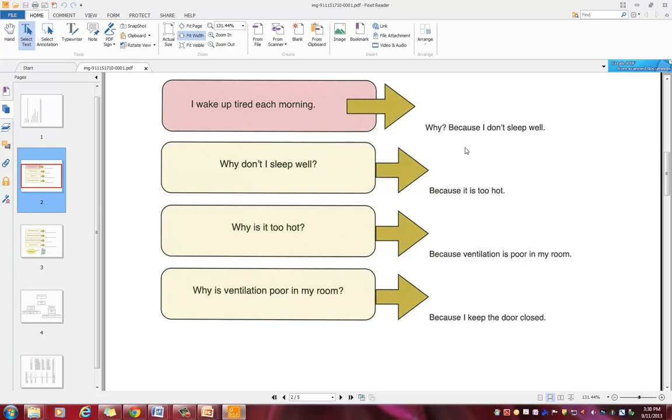So do you see how they're making it obvious to the reader where they're asking those questions and what the answer was? They asked the question, what's the answer? I asked the question, what's the answer? But notice how each one of these is specifically tied to the previous one. So they didn't sleep well, they didn't sleep well. It's hot, it's hot. The ventilation's poor, the ventilation's poor.